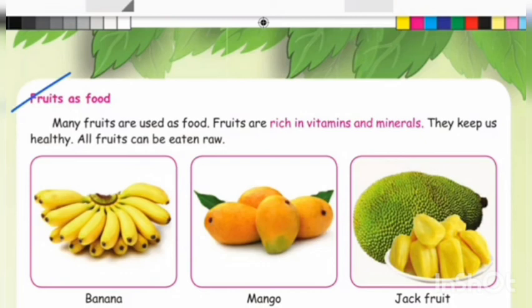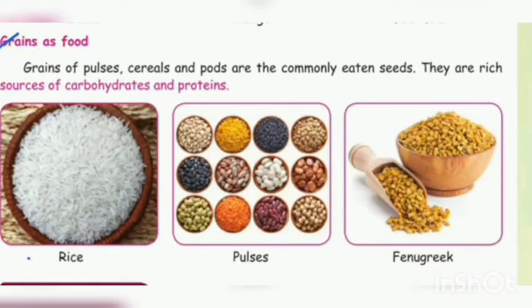Grains as food. Grains of pulses, cereals, and pods are the commonly eaten seeds. They are rich sources of carbohydrates and proteins. Example: rice, pulses, fenugreek.